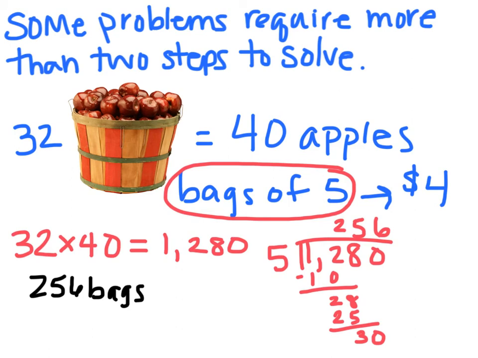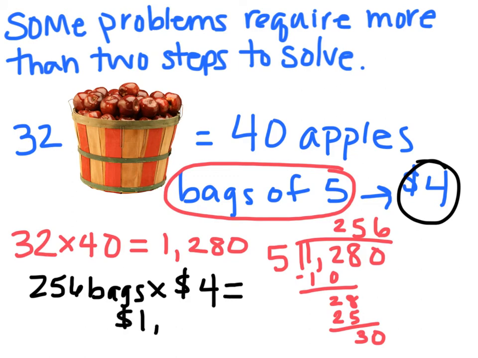To calculate how much money we made, we now take that 256 bags times $4, because we sold each bag of apples for $4. So 256 times 4 gives us an answer of 1,024. So our volunteers made $1,024 selling their bags of apples at $4 a piece.